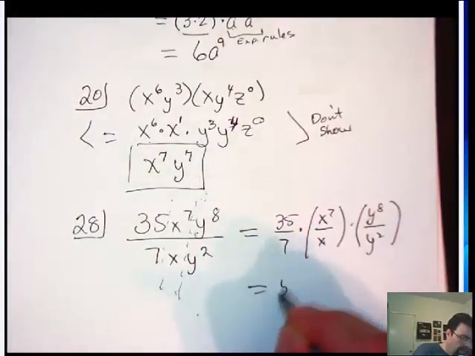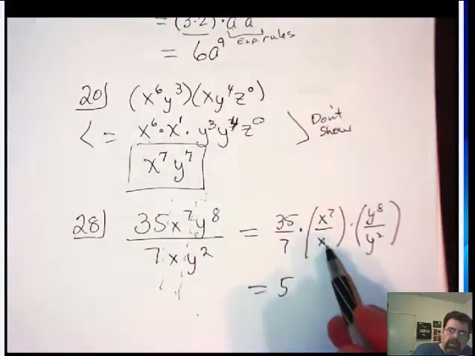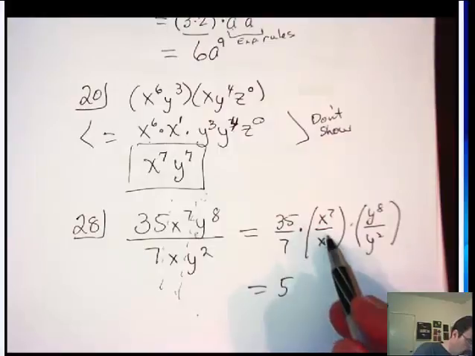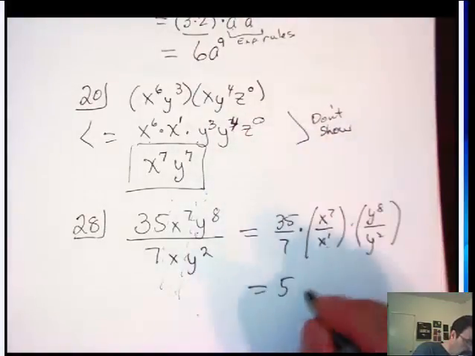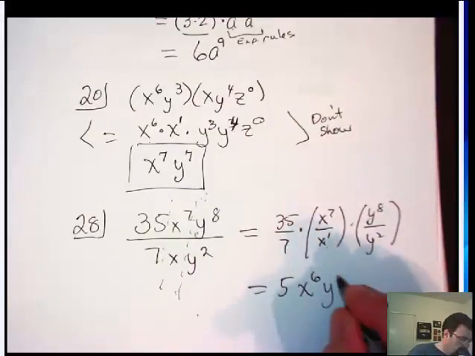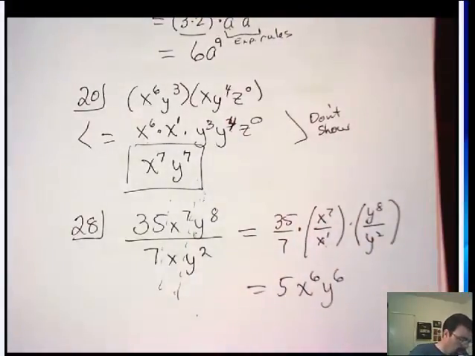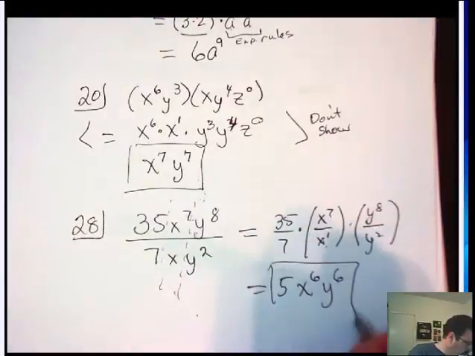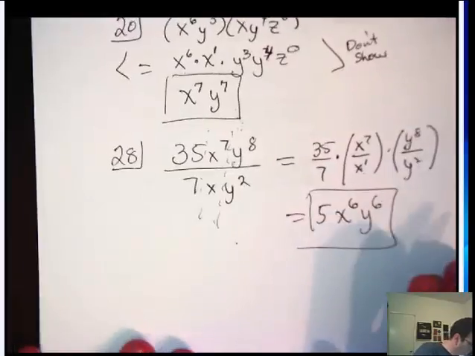So I'm going to do 35 divided by 7 is 5. Using the quotient rule, 7 minus 1, remember there's a 1 there, that's 6. And 8 minus 2 is also 6. So there's my final answer.